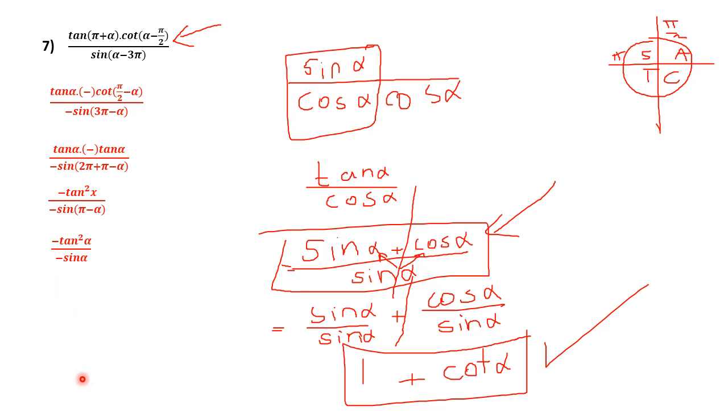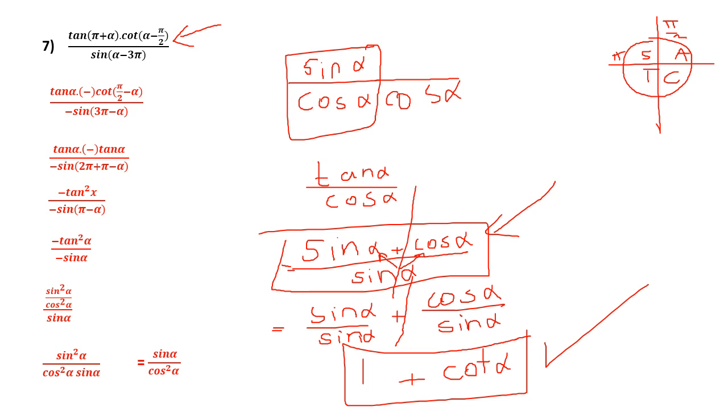Minus goes with minus, so the answer is tangent squared alpha over sine alpha, but it's not in the final form. We can write the tangent as sine over cosine, so we multiply the numerator by the far by far, near by near, so we get sine squared over cosine squared times sine alpha, and we simplify sine squared with sine alpha, so the answer is sine alpha over cosine squared alpha.